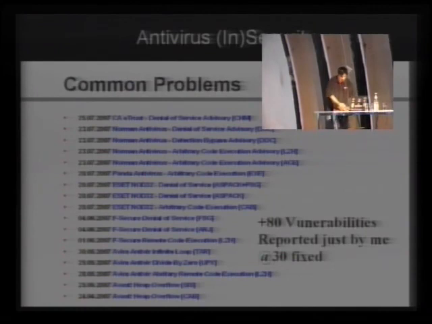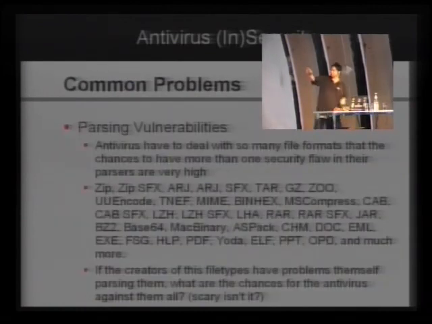So I want to count 1, 2, 3, 4, 5, 6, 7, 8, 9, 10. So we should have maybe 40, at most 50 or 60, because I want you to remember that there are about 60 file formats that the antivirus has to deal with. Remember that number, because there is something that comes after this.